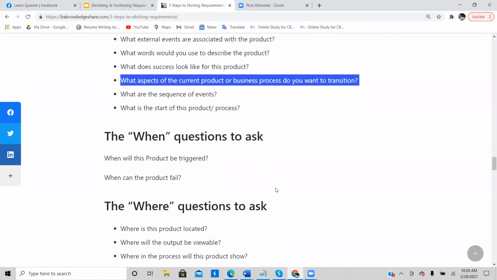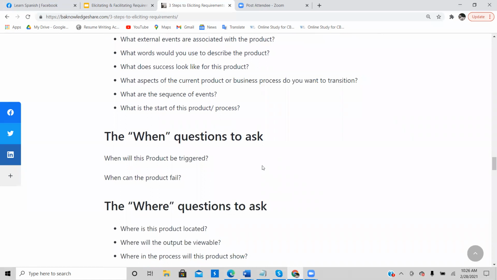The next is a when set of questions, right? When will this product be triggered? When can the product fail? So these are the failure scenarios that you want to capture. You could keep building upon this list here, and you could use that as a canned questionnaire for any sort of effort that you go through.